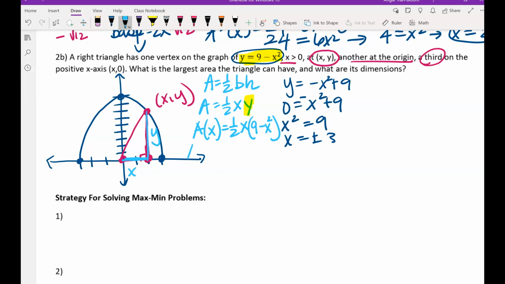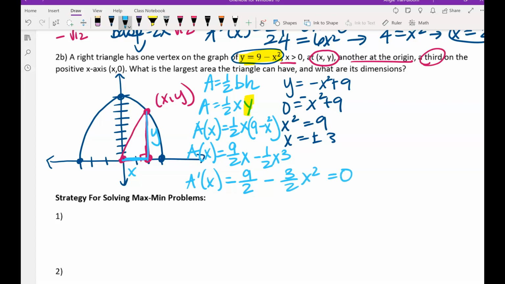For me anyway, you can use product rule, but I'm just going to FOIL this out and then use power rule. So that's going to be 9 over 2 x minus 1/2 x to the third. The reason we need the derivative is so we can find the absolute min and absolute max. So 9 over 2 minus 3 over 2 x squared.